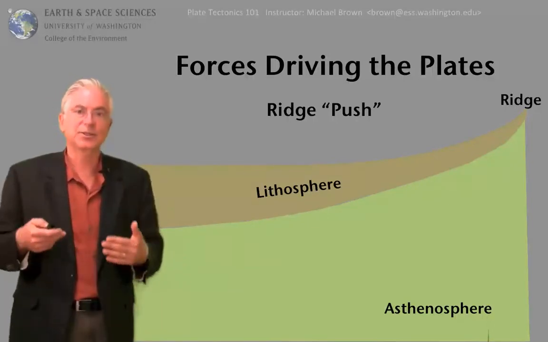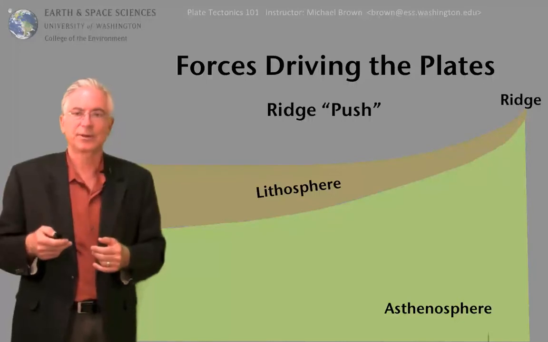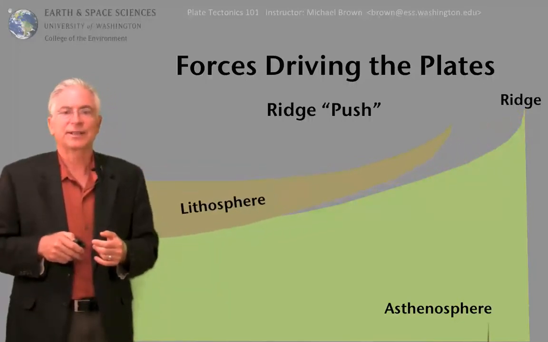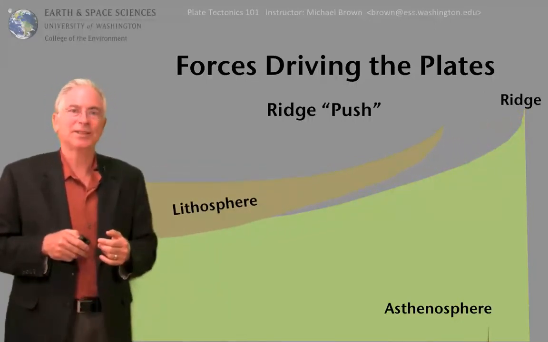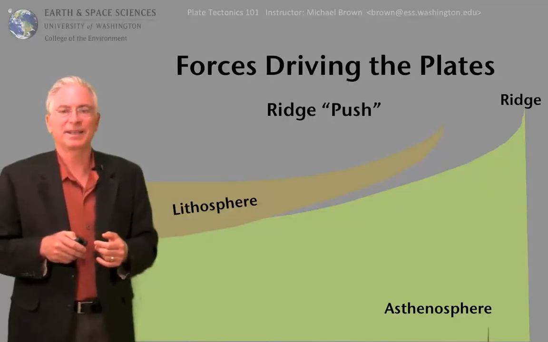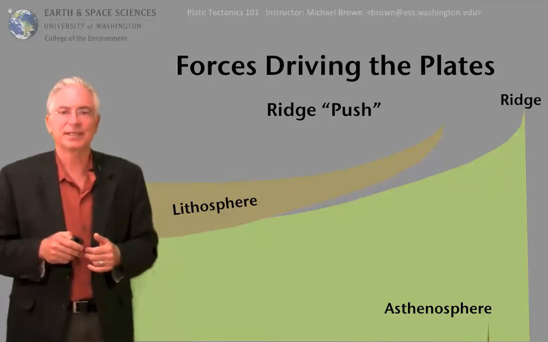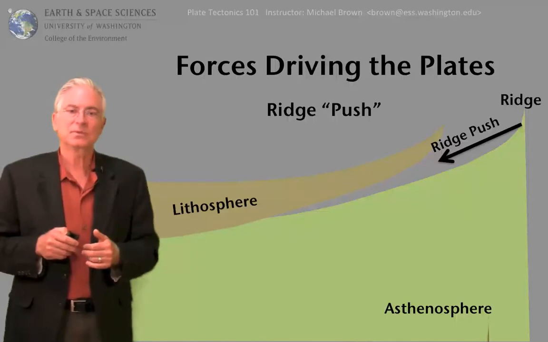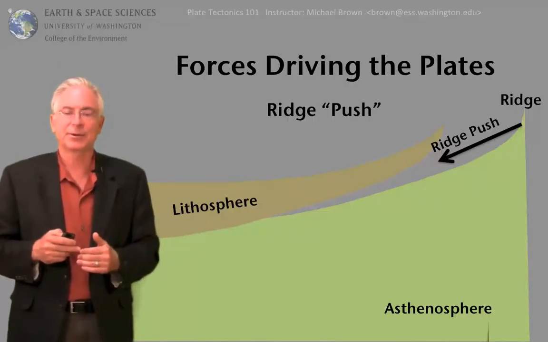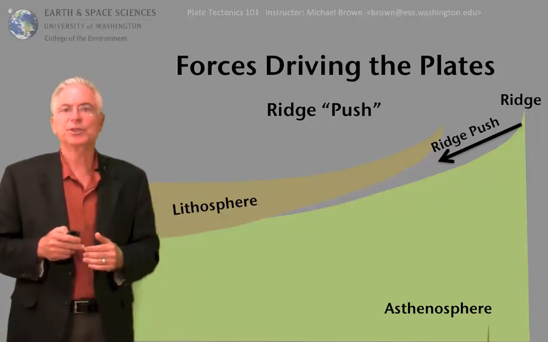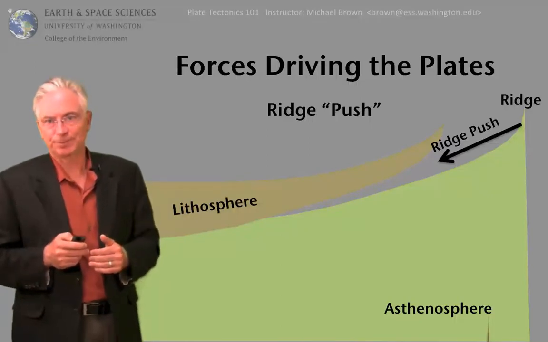The lithosphere is denser, just as that ball was denser than the air around it. So in fact, the lithosphere can slide on the surface provided by the increasing depth of the asthenosphere. This sliding by gravity down the topography of the ridge is what's called ridge push.